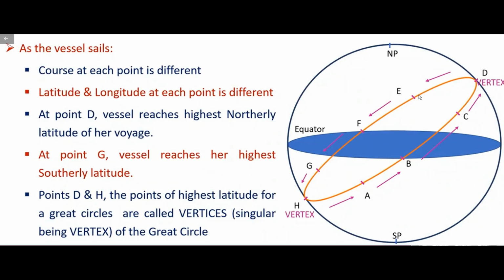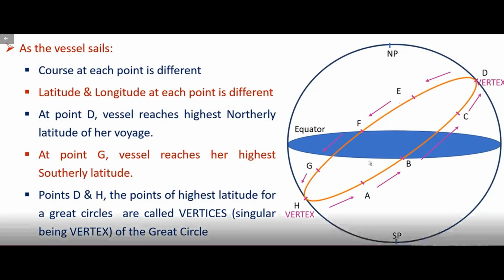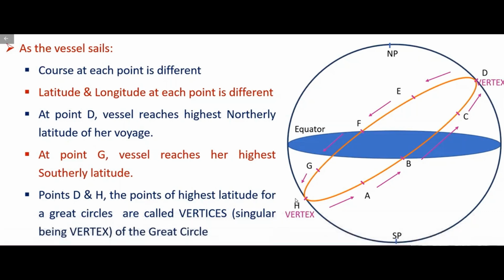Yes, sir. Sir, one question, sir. Suppose we are just going from A to B only. Right, only A to B. Sir, then still our vertices will be D and H. Yes, beta, wherever you are on this great circle track, whether you are going from A to B or from B to C or from C to E, F to H, anywhere, the vertex of this great circle track will remain the same. It will be D and H. Because it is the arc of the great circle.